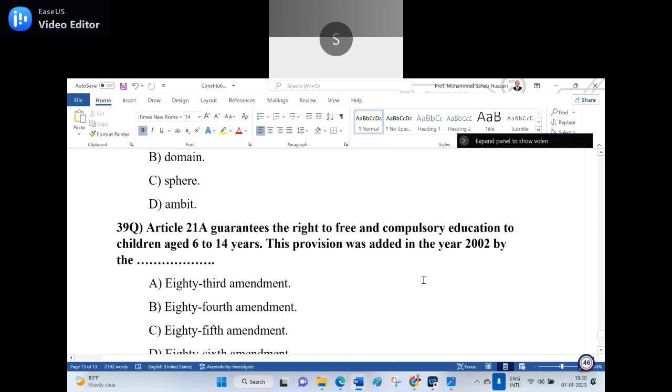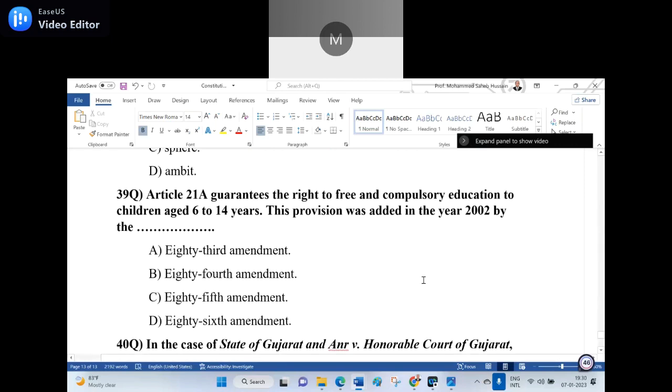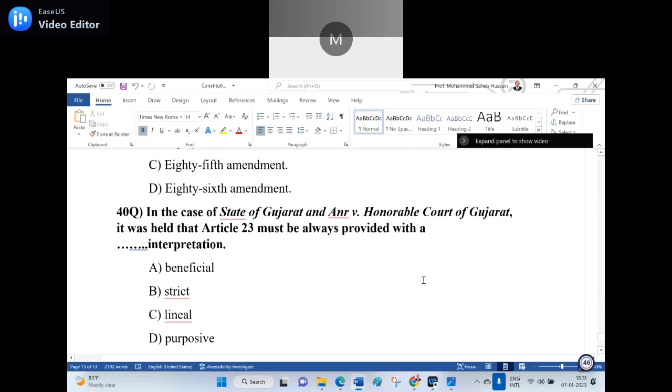39th question. Article 21A guarantees the right to free and compulsory education to children aged 6 to 14 years. This provision was added in the year 2002 by the dash. Which amendment? A. 83rd Amendment, B. 84th Amendment, C. 85th Amendment, D. 86th Amendment. Option A, sir? Wrong. 84th Amendment? Wrong. The right answer is D, the 86th Amendment, where free education is given to children aged 6 to 14.